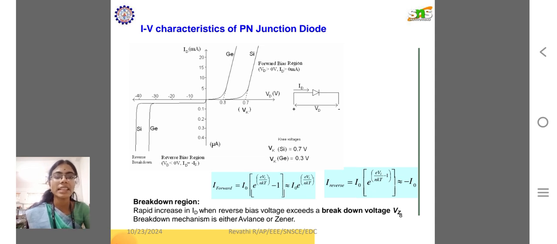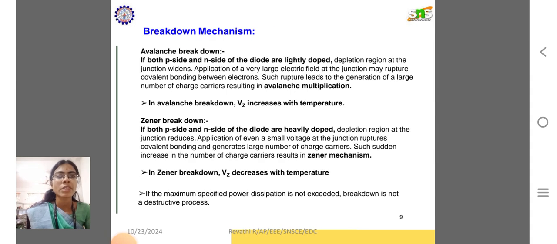The breakdown mechanism is either avalanche or Zener breakdown. In avalanche breakdown, both the P side and N side of the diode are lightly doped. The depletion region at the junction, with the application of a very large electric field, may rupture covalent bonding between electrons, and in avalanche breakdown a large number of charge carriers are generated, resulting in avalanche multiplication. In Zener breakdown, both the P side and N side are heavily doped, whereas in avalanche breakdown they are lightly doped, while in a Zener diode it is heavily doped.